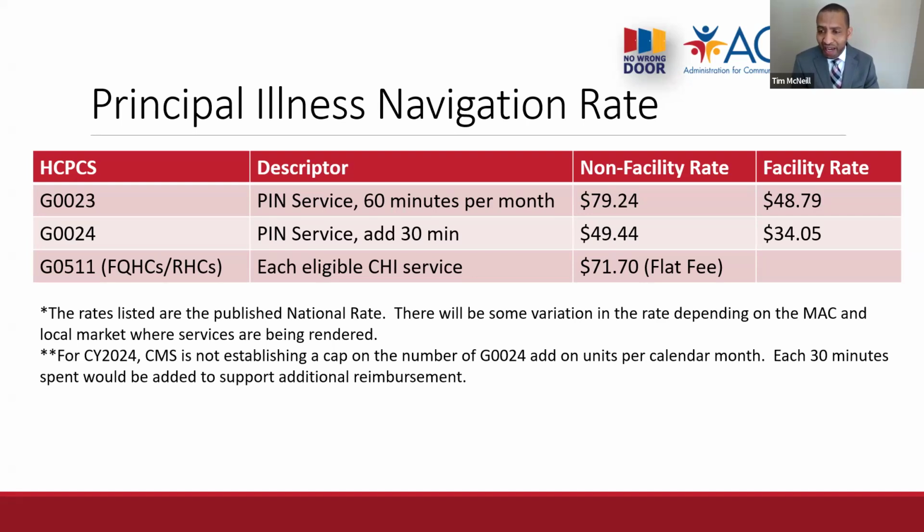Someone posted in the chat, can I clarify from the reimbursement table that the money goes to the CBO who did the initial intake? So just to be clear, these are Medicare rates. And the HCPCS codes that are listed are HCPCS codes that are billed by an eligible provider. The eligible provider would be a physician or a non-physician provider, such as a nurse practitioner or physician assistant.